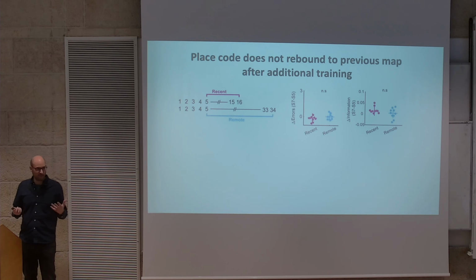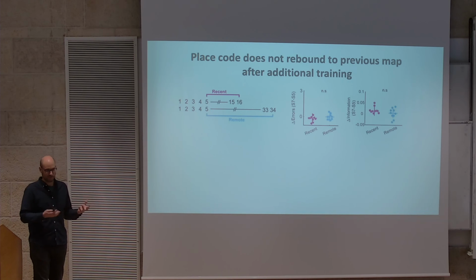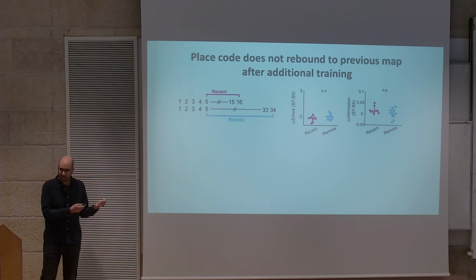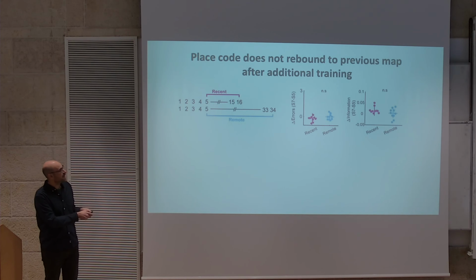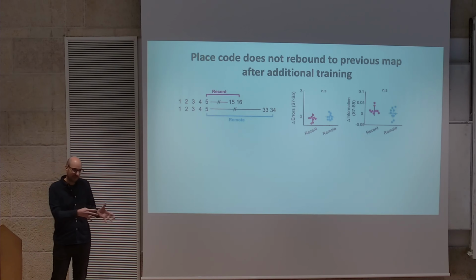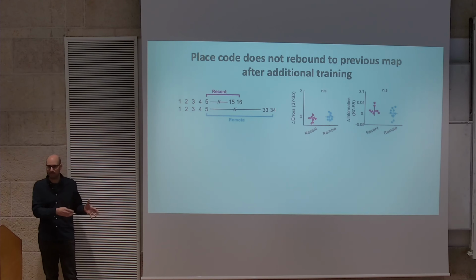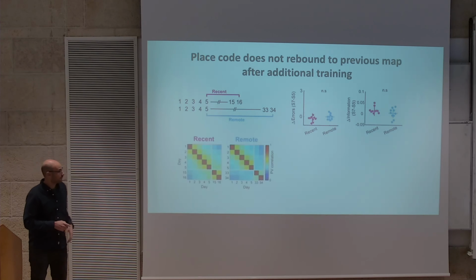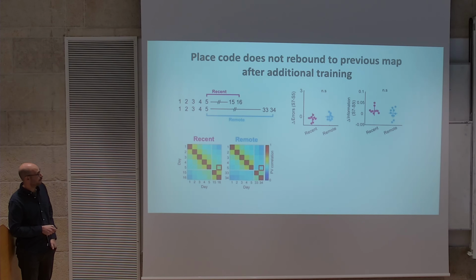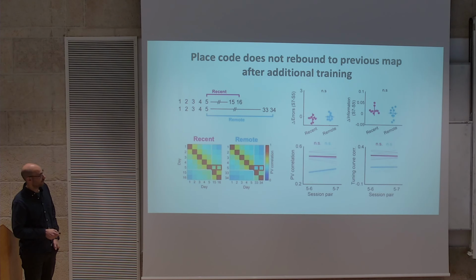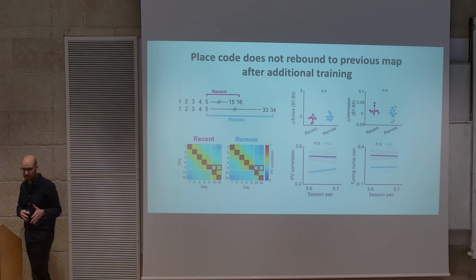Now, if memories were stably stored in the hippocampus as stable attractor states, then we would expect that this additional training on day 16 and 34 would cause the network to converge back to the same map that was established on the last day of learning. But if we look again at the similarity between the representations of day 5 and day 16 or 34 and compare it to that during recent and remote recall, we don't see such an effect. So both for recent and remote memory recall, both for population vector correlation and single-unit correlation, we don't see such a rebound to the previously established map.